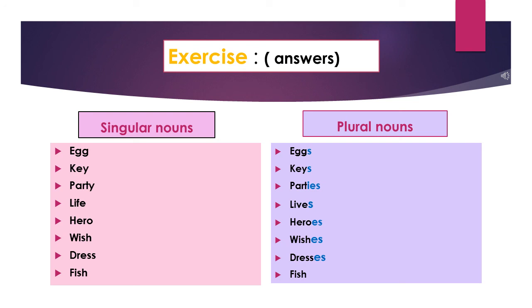Life. So one life ends in FE, so we remove FE and put VES in its place. Lives. Hero. It ends in O. Heroes. Wish. Wish, wishes. It ends in SH, so we add ES as we saw in the rule. Dress ends in double S, so we add ES. Dresses. Fish. This is irregular and must be memorized, it doesn't follow any rule. It stays fish.